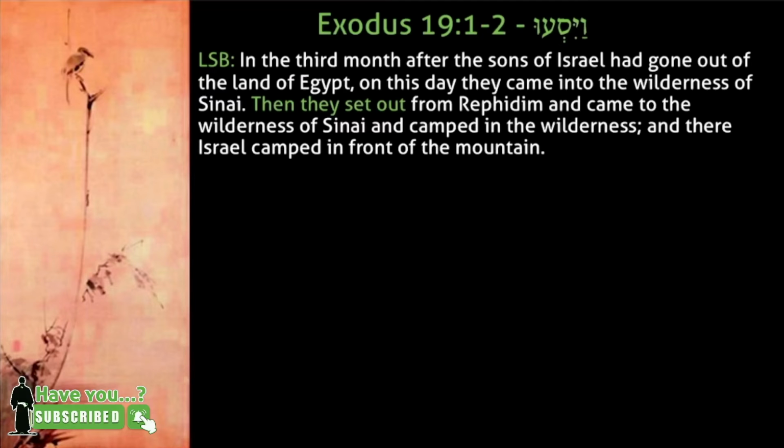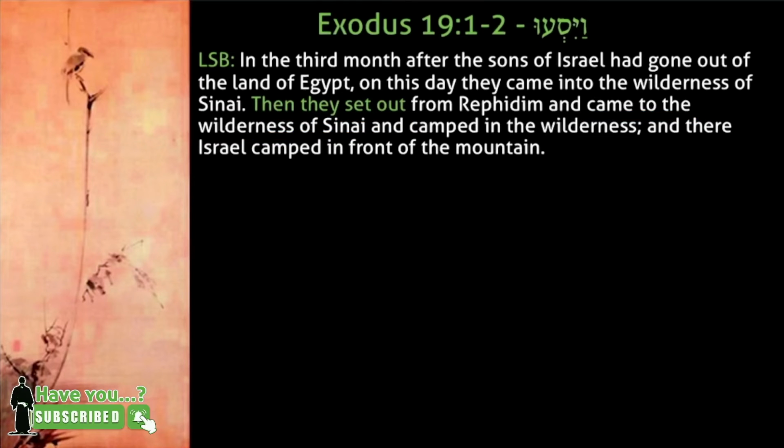And if you read the Legacy Standard Bible, and I just grabbed this one because it's purported to be sort of a literal translation, you read Exodus 19:1, in the 3rd month after the sons of Israel had gone out of the land of Egypt, on this day they came into the wilderness of Sinai. Then they set out from Rephidim and came to the wilderness of Sinai and camped in the wilderness. And there Israel camped in front of the mountain. So this seems to say that Israel came to Sinai and then set out and then again came to Sinai. So it's saying this happened, then this happened, then this happened.